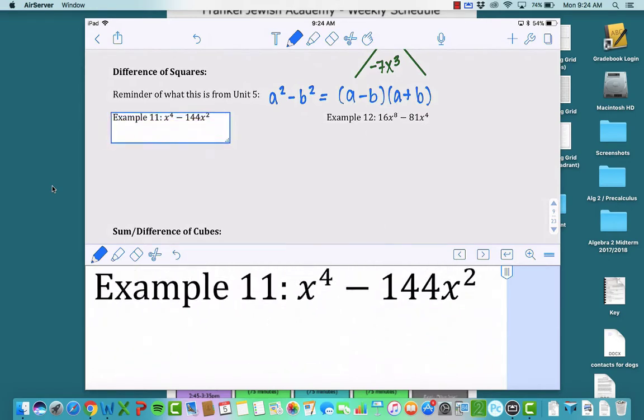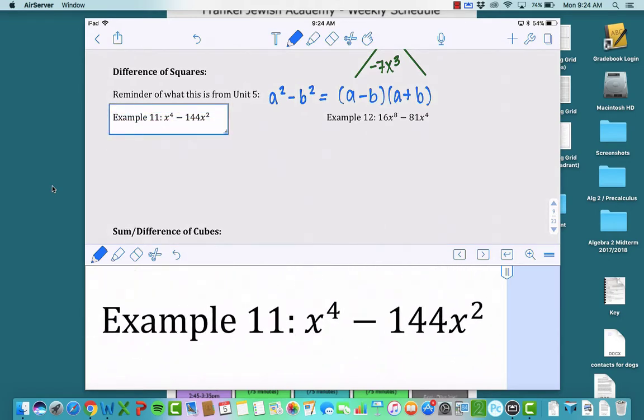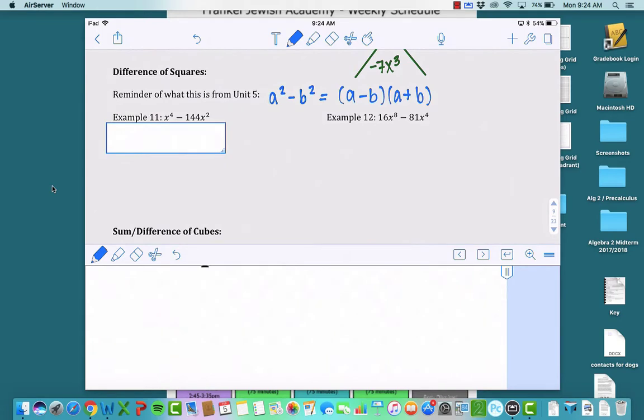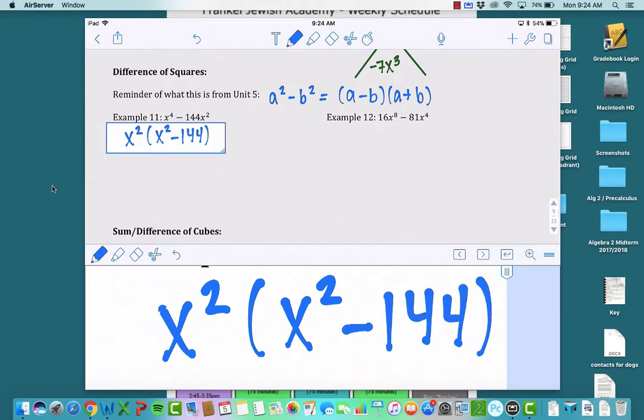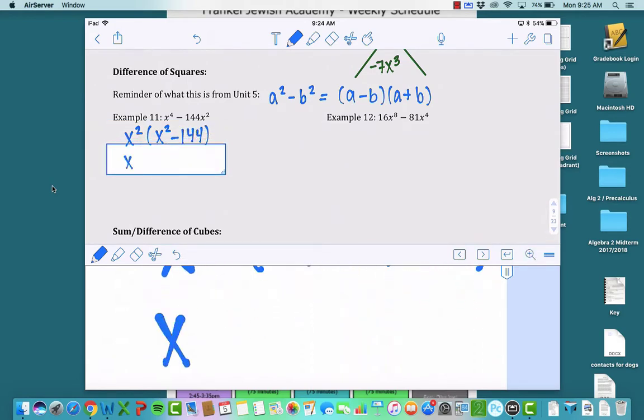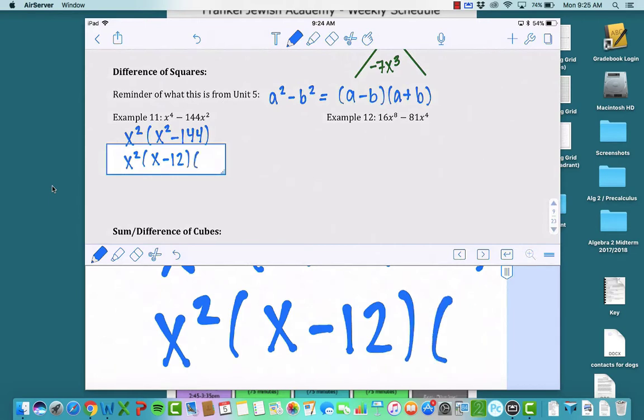So when we look at example 11, the first step we always do is factor out a greatest common factor. In this case, they both share an x squared minus 144. From there, I can factor that x squared minus 144, because it's a difference of squares, to x minus 12, x plus 12.